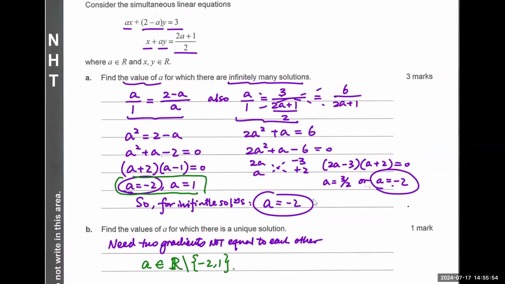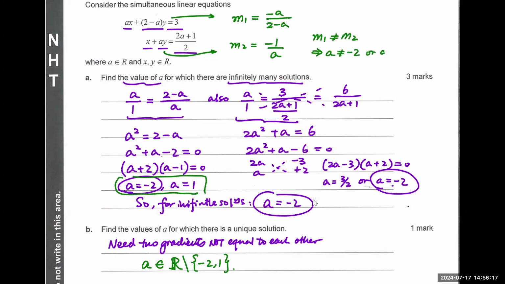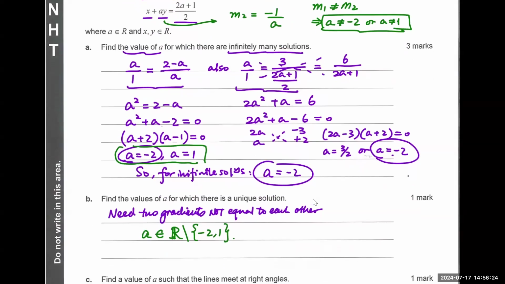Because if you rearrange the equation, you should get, let's say, m1, the first gradient, is minus a divided by (2 minus a). And the second equation should give you m2 equals minus 1 divided by a. If m1 is not equal to m2, that means your a value is not equal to negative 2 or 1. And we write down the full set of real numbers: a belongs to the real numbers excluding negative 2 and 1, okay?